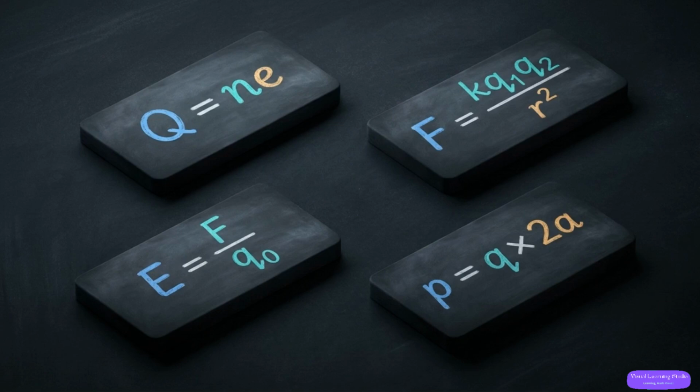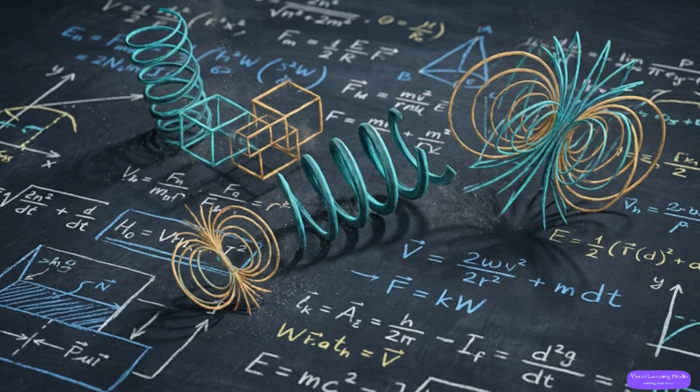This graphic summarizes the mathematical toolkit for the entire chapter. It brings together the core equations for quantization, force, field, and the dipole moment. Seeing these formulas as spatial maps makes the math easier to recall when you are sitting in front of an exam paper.